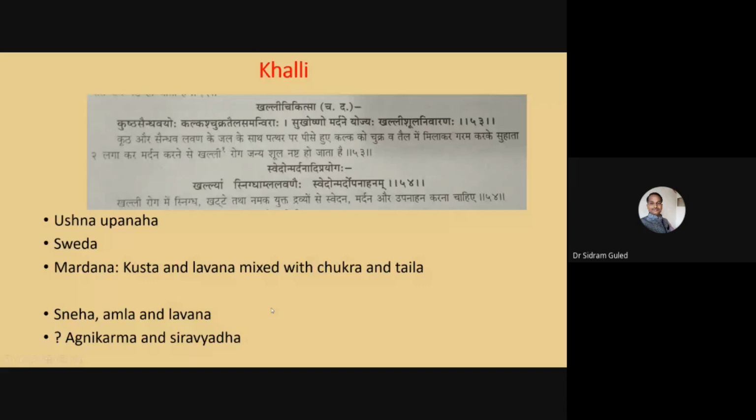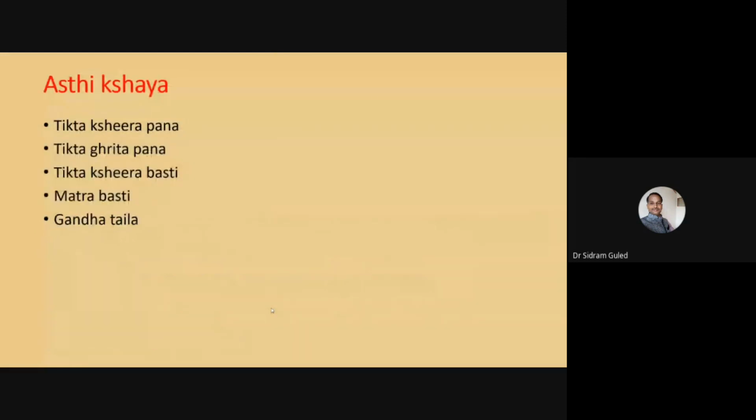Then Khalli, as I am mentioning, is an acute injury condition. So Ushna Upanaha or Svedana is mentioned, Upanaha Svedana is mentioned. We have to follow that to control the condition. There are the Asthikshaya symptoms we find. Whenever there is Asthikshaya, osteoporosis, degeneration is there.